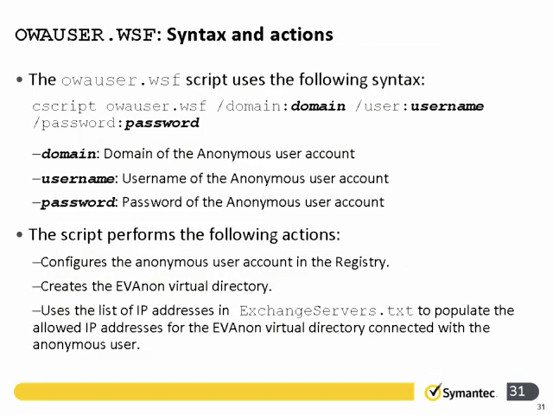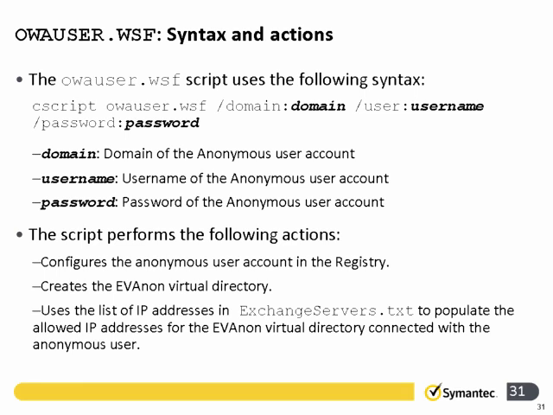Now, a little more detail about the script you need to run after you've created the anonymous user account. The syntax of that script is to call cscript, which tells the command prompt that you're running a Windows script. You specify the name of the script, which is the OWAUser.wsf file. You then specify the name of the domain in which the back-end Exchange server exists. You specify the name of the user account that you created for the anonymous connection, and then you specify the password for that account.